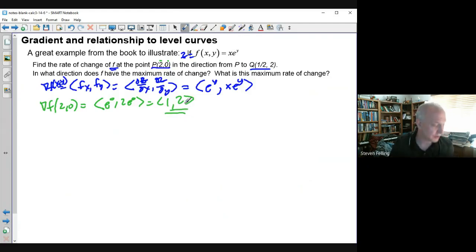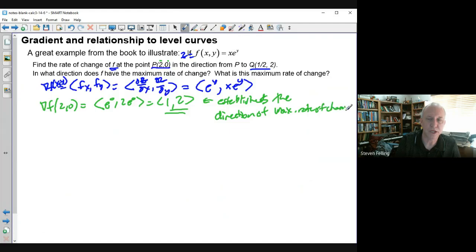If I wanted to find it in terms of the angle, I could do the inverse tangent of 2 over 1, but this establishes the direction of maximum rate of change. If I go in any other direction, z will change less rapidly than if I move in the direction of 1 unit in x for every 2 units of y. Okay. All right. And then we want to find the rate of change, right?